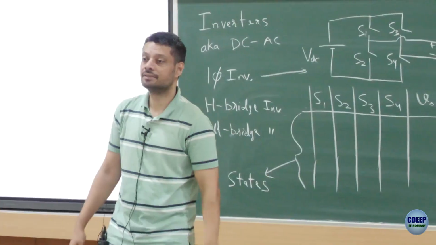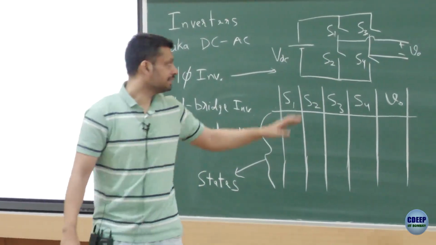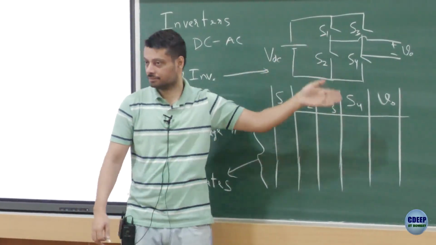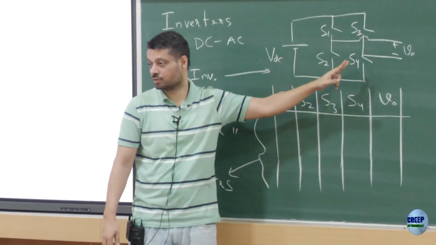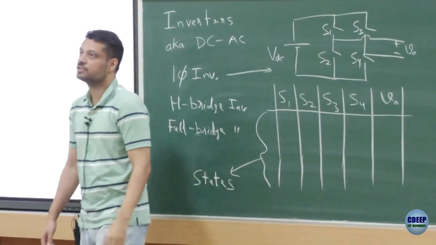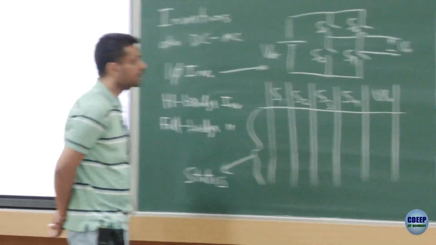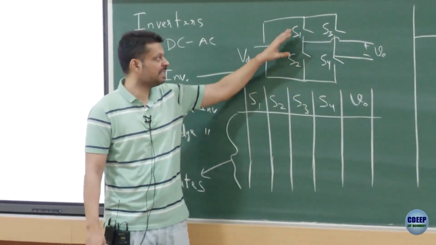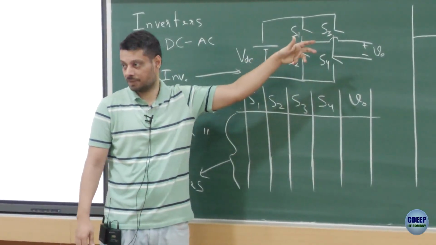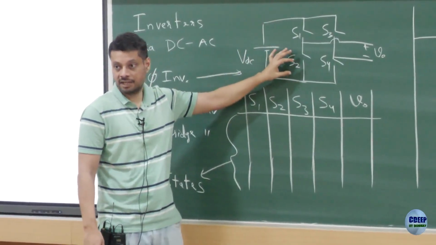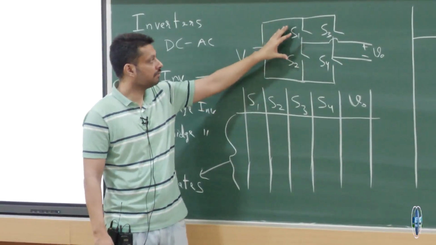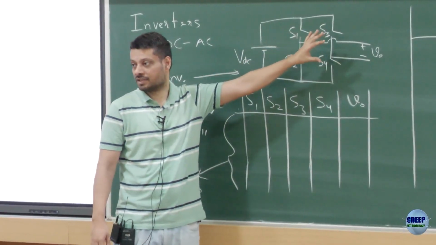That will be a short circuit, right? Your DC will be short circuited. So you can never turn on these two switches together, you can never turn on these two switches together. So out of 16 states, this would eliminate quite a few, because now these have to be complementary. If you decide the condition for this switch, this automatically will get fixed and vice versa. So you have two combinations here, you have two combinations here.